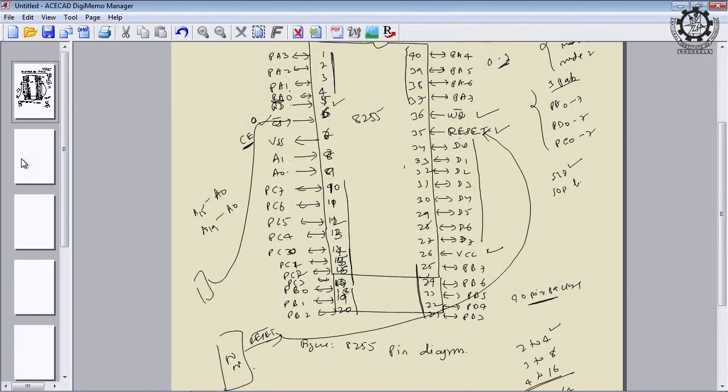Right. Once the connection is over, then you can set the control word and load it into the control register to configure 8255 in proper modes, mode 0 or mode 1 or mode 2. Is it okay? So, now coming to the last signal, that is VCC. What is VCC? Power supply. So, every IC needs a power supply. So, a plus 5 volt DC is connected to 8255.